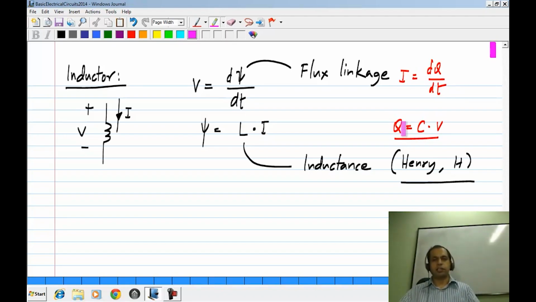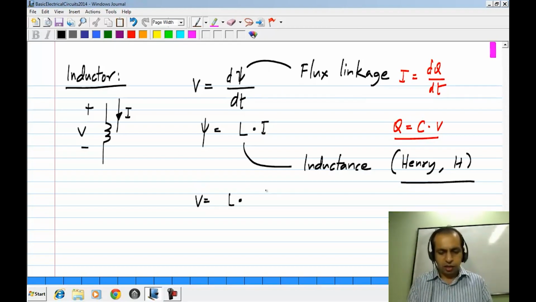But this flux linkage is a little more abstract quantity than a charge, and I won't go into the details of it. But from the geometry of the inductor and the current flowing in the inductor, you can find the flux linkage. But again, we don't have to go into all those complications because, as I've emphasized repeatedly, we are interested only in the terminal characteristics. Okay. So that is the relationship between V and I, and for that we can eliminate this flux linkage and get a relationship which is V is L, the inductance, times the rate of change of current.